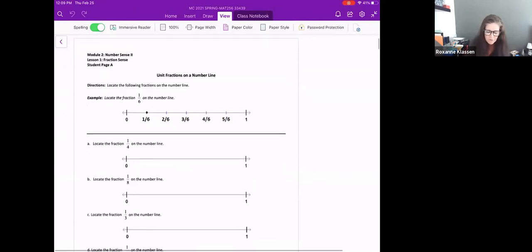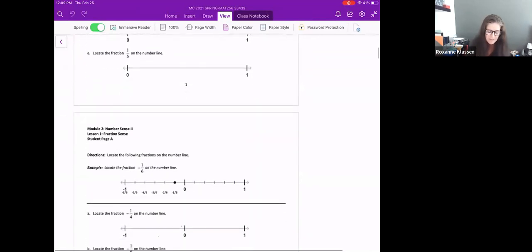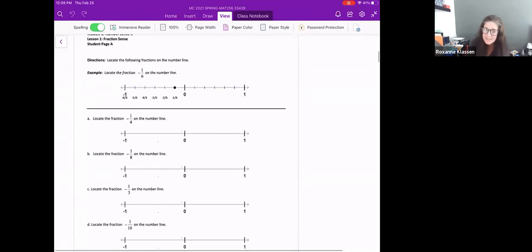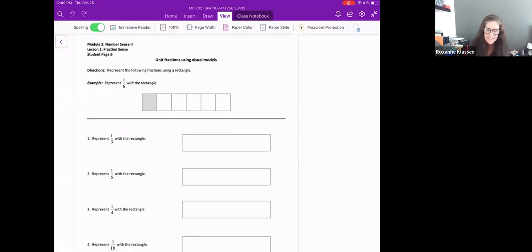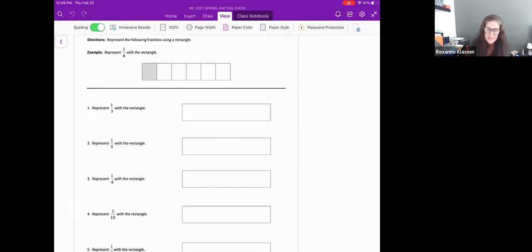So it starts off with unit fractions on a number line. The second page has negative unit fractions. Again, you wouldn't do those in elementary school, but you could in middle school. The next page starts with fraction bars or rectangles, right? Notice all my units are the same size. This is a great way to remind students of that. Remember when they draw their craziness?